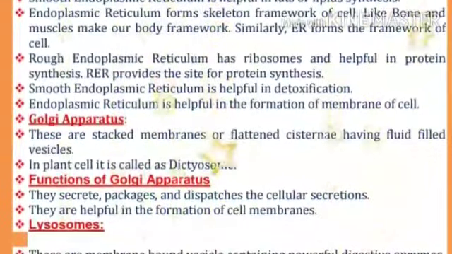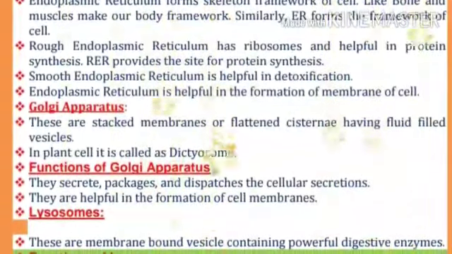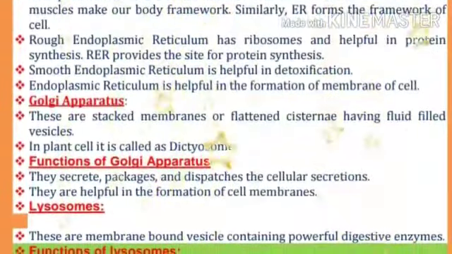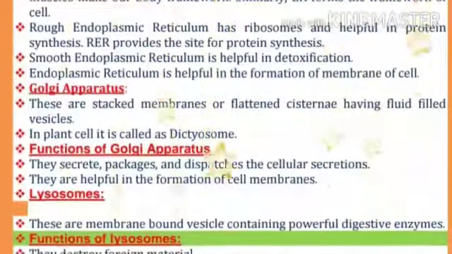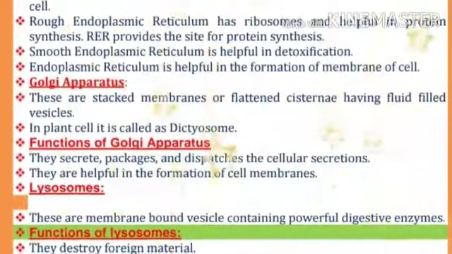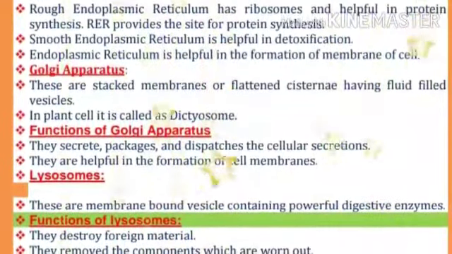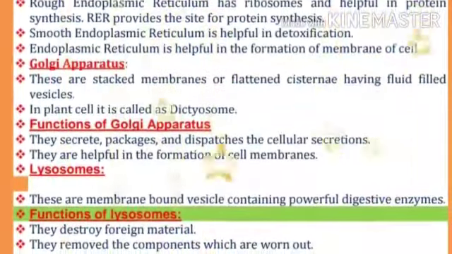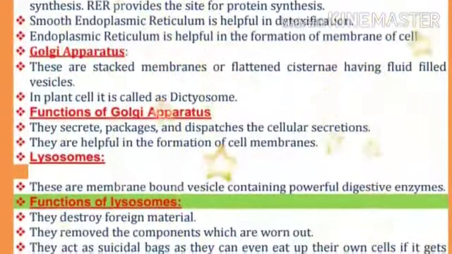Golgi apparatus. These are stacked membrane or flattened cisternae having fluid-filled vesicles. In plant cell, it is called as dictyosome. Functions of Golgi apparatus. They secrete, package and dispatch the cellular secretions. They are helpful in the formation of cell membranes.